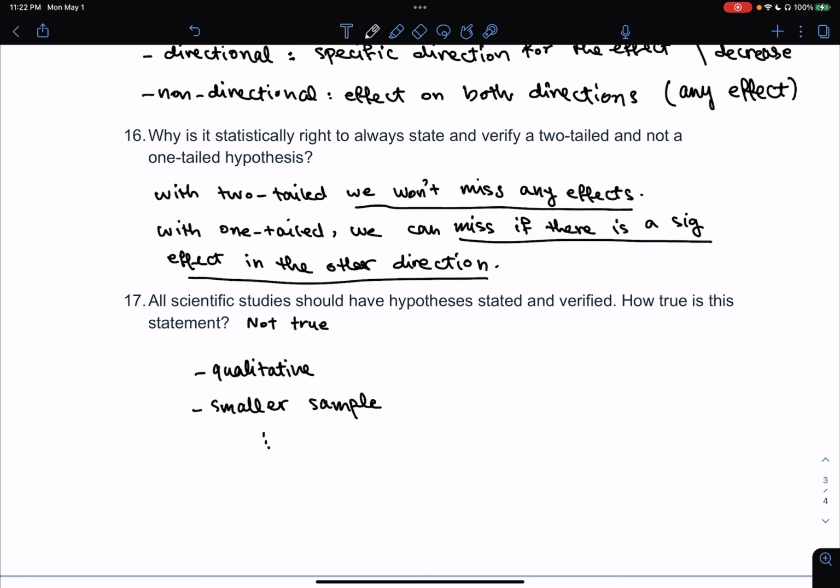And then the last question, all scientific studies should have a hypothesis as stated and verified. How true is this statement? This is not true. Some studies might use qualitative approaches. Some of them have smaller samples that you can't really do hypothesis testing with. So this procedure is basically not for every research question.